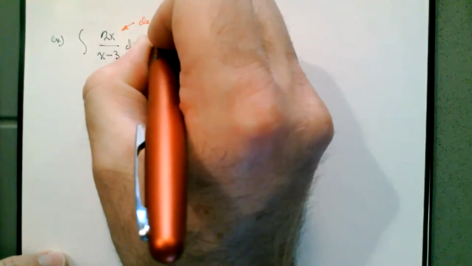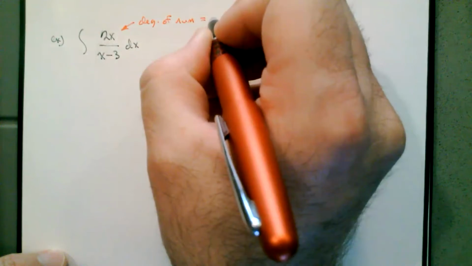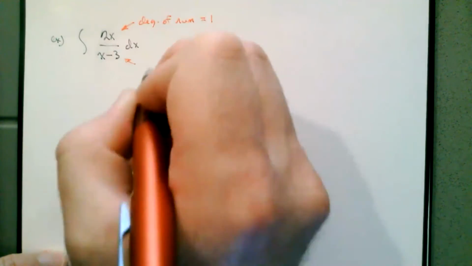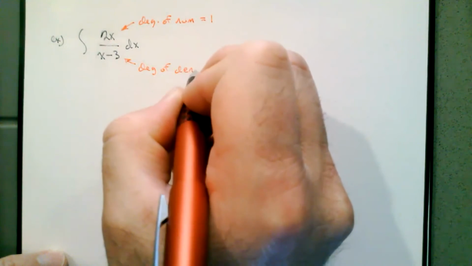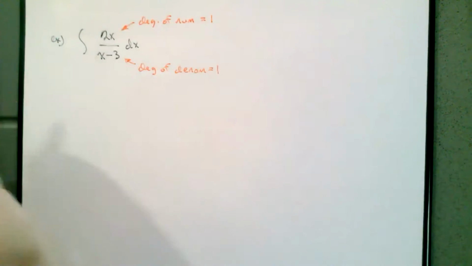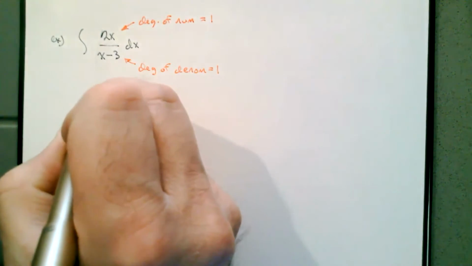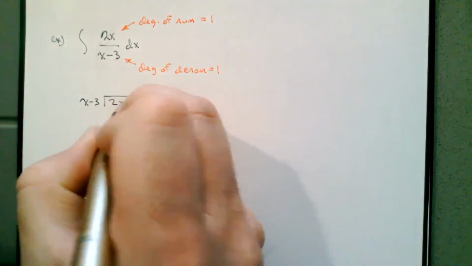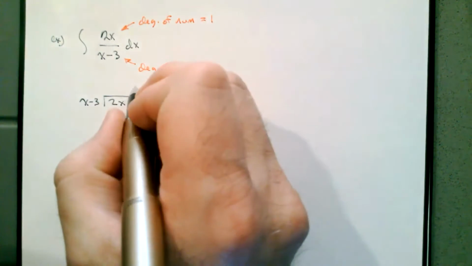The degree of the numerator is 1, and the degree of the denominator is also 1. So that triggers long division. So I'm going to divide x minus 3 into 2x. And we ask ourselves, how many times can we subtract x from 2x? And we can do that 2 times.